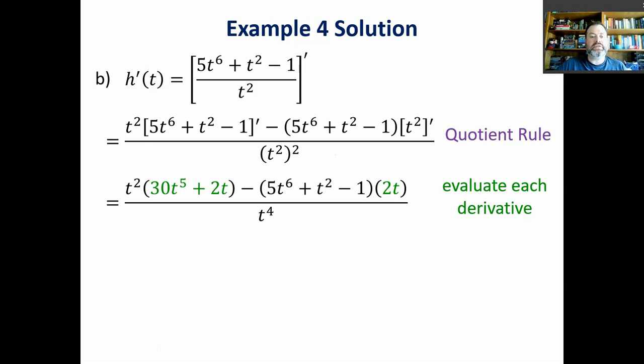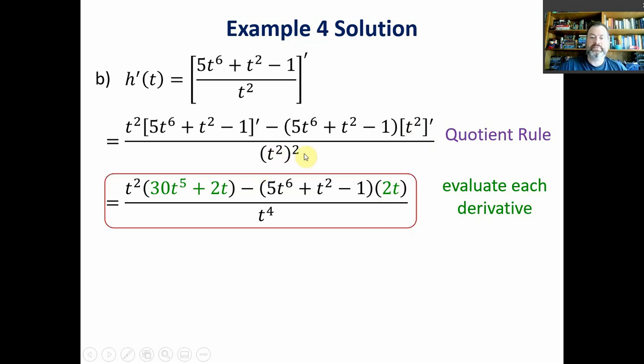Now I'm going to simplify the denominator and evaluate the derivatives. So 5t to the 6th, bring the 6 up front. 5 times 6 is 30. Drop the power, 6 minus 1 is 5. Derivative of t squared, bring the 2 up front, 2 minus 1. And 1 is a constant, so its derivative is 0. Don't even need to write it. And the derivative of t squared over here, of course, is 2t. And I simplified the denominator. And you can leave it like that.